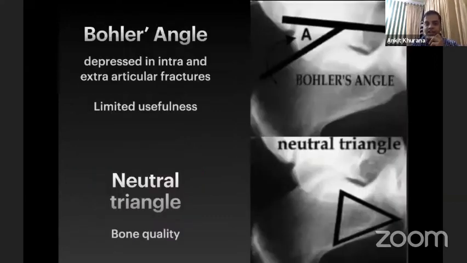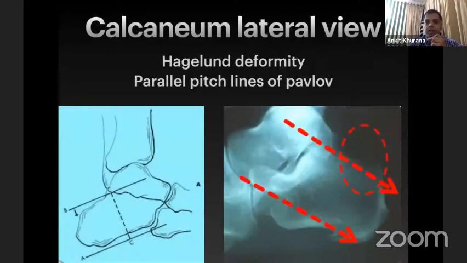Again, coming to Bohler's angle, this slide is slightly misguided. I would not say that it has limited usefulness. Bohler's angle is very important to look for heel height, and there have been several studies to suggest that heel height and heel width are important parameters to assess calcaneal fractures in terms of outcomes. The neutral triangle gives an idea of the bone quality of the calcaneum.